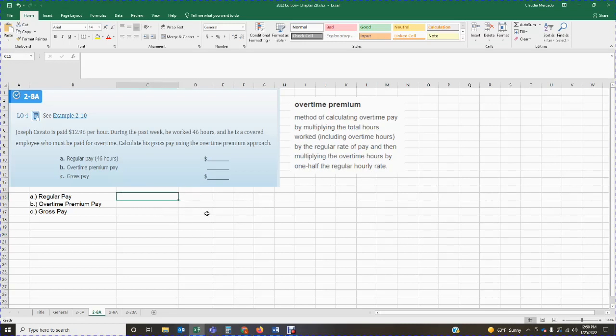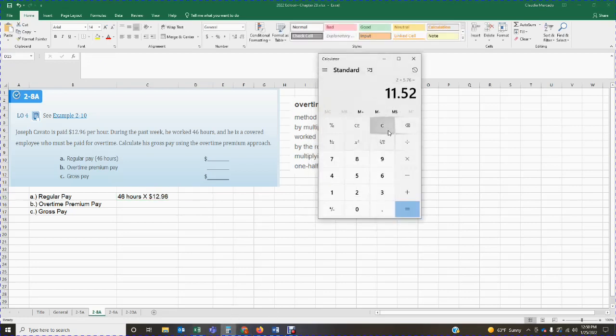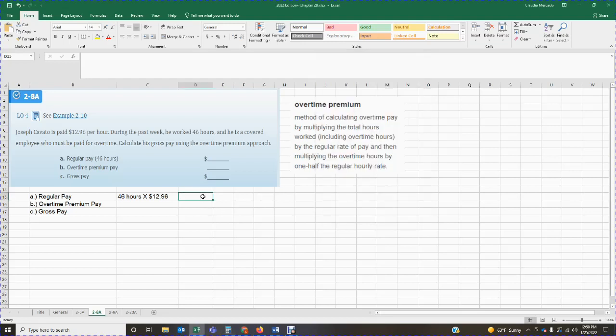To calculate our regular pay, we have to get the total number of hours worked. In this particular case, the employee worked 46 hours. The key here is the total number of hours worked, 46 hours, and the employee gets paid $12.96. So let's get that calculation going. 46 hours times $12.96 will be $596.16.